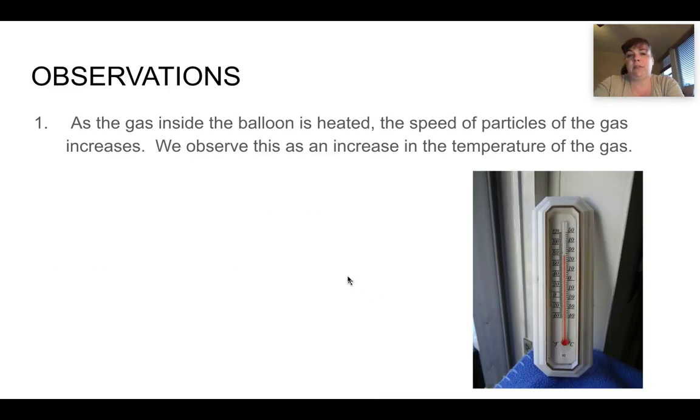So let's look at our observations. This kind of ties back into yesterday. As the gas inside a balloon is heated, the speed of the particles of the gas increases. We observe this as an increase in the temperature of the gas. Okay, so thermal energy is not the exact same thing as heat. They go side by side. When you have one, you have the other. But they're not the same exact thing. When we have the balloon inside, when the gas is heated, the speed of the particles speeds up. So the molecules are going faster and they're hitting the sides faster.